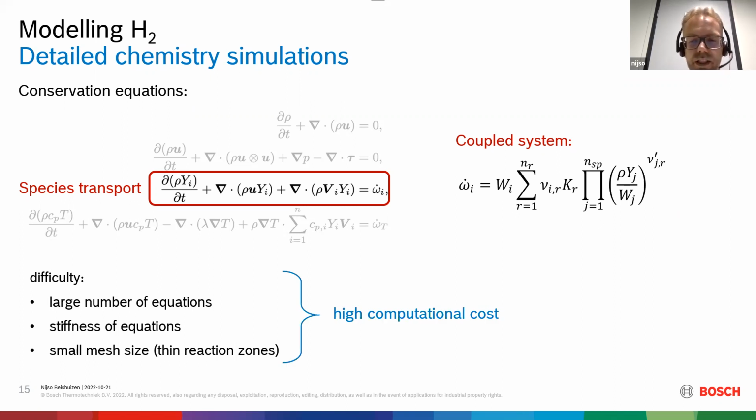So last but not least, the exponential character of the source terms results in very thin regions where the source term is very large, so in the flame. To capture this accurately in numerical simulations, we need very small mesh sizes. The computational cost of these simulations is quite high, and one solution to this challenge, let's say, is tabulated chemistry.